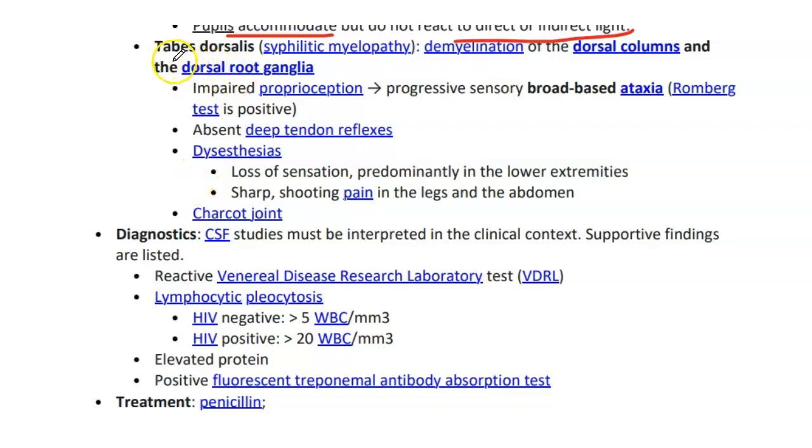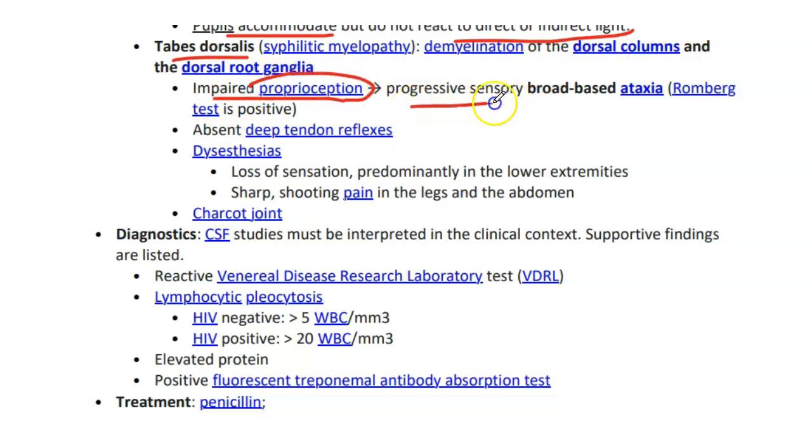Now we have another complication of syphilis known as tabes dorsalis, which is syphilitic myelopathy, which is demyelination of the dorsal column and dorsal root ganglia, leading to impaired proprioception due to involvement of the dorsal column.